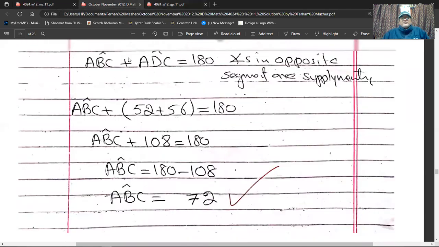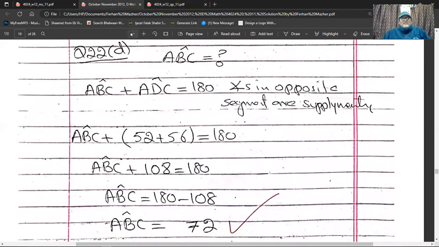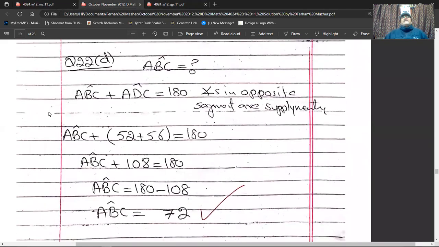Very easy. So let me show you. ABC angle is the question. So ABC plus ADC will be equal to 180. Angles in the opposite segment are supplementary. The ABC is the question and the ADC is 52 plus 56, so 108. So ABC plus 108 equals 180. So the ABC angle will be equal to 180 minus 108.